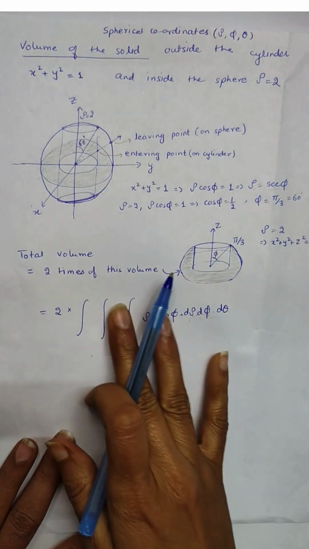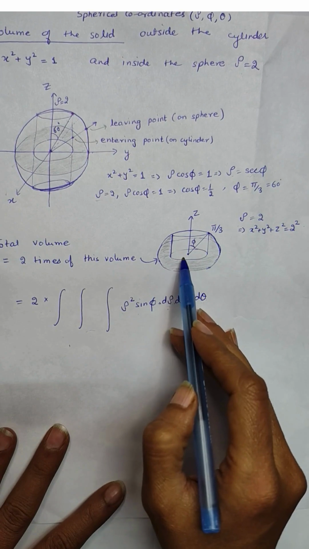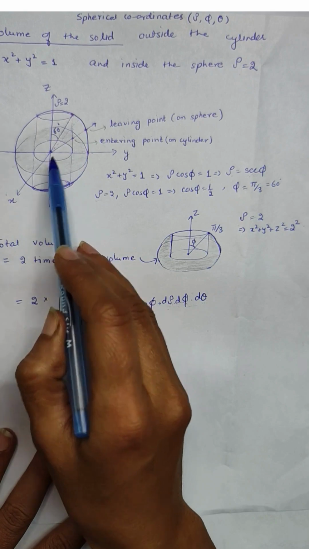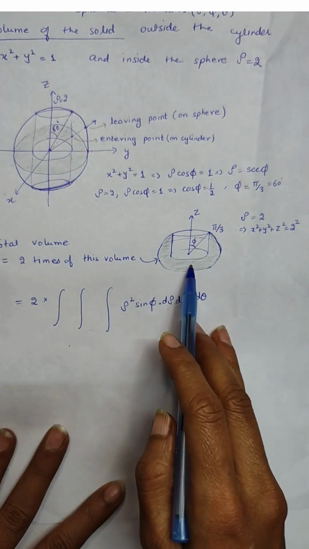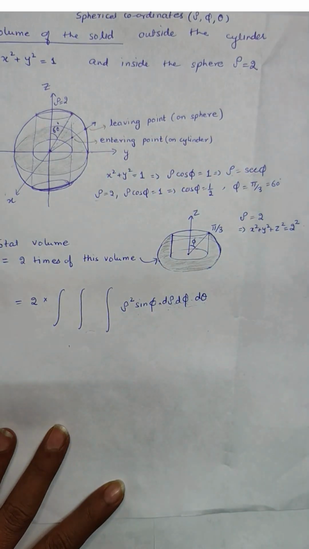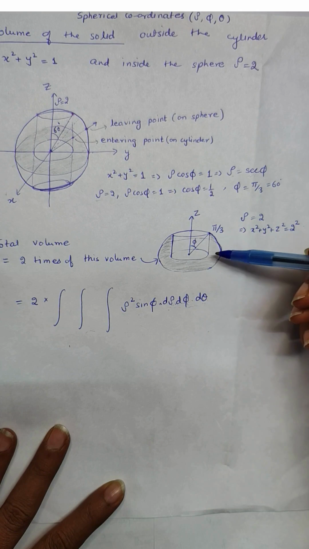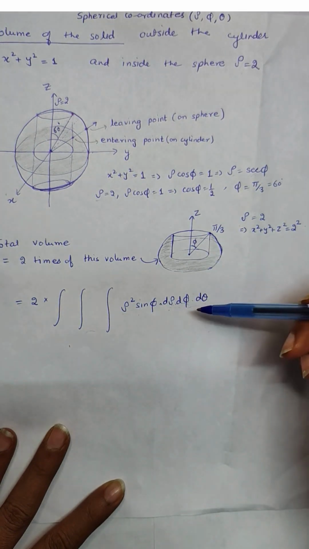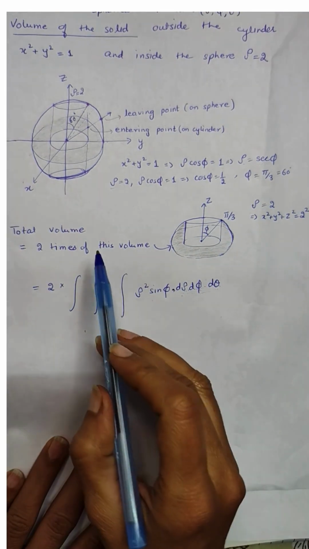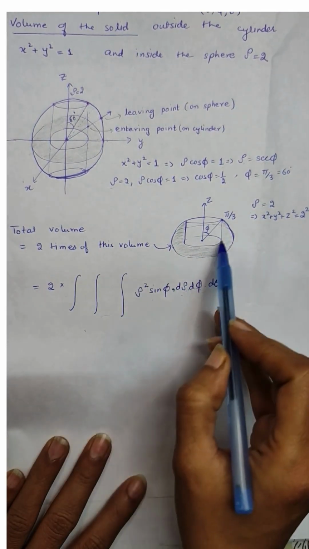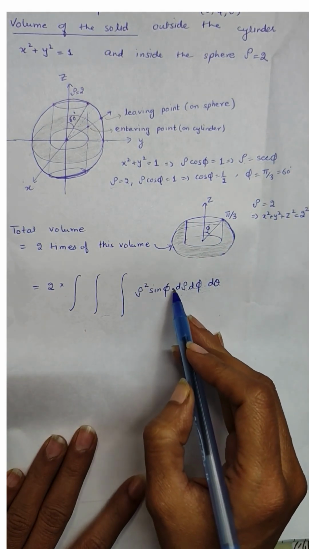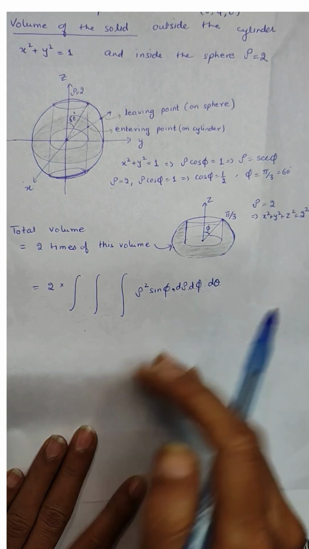Now if you look at this diagram, which is nothing but the upper portion of this solid region on the positive side of the z-axis, this is symmetric with respect to the xy plane. So if we find the volume of this upper part and multiply it by 2, that will give us the total volume. So the total volume is 2 times the triple integral of the Jacobian rho squared sine phi d rho d phi d theta.